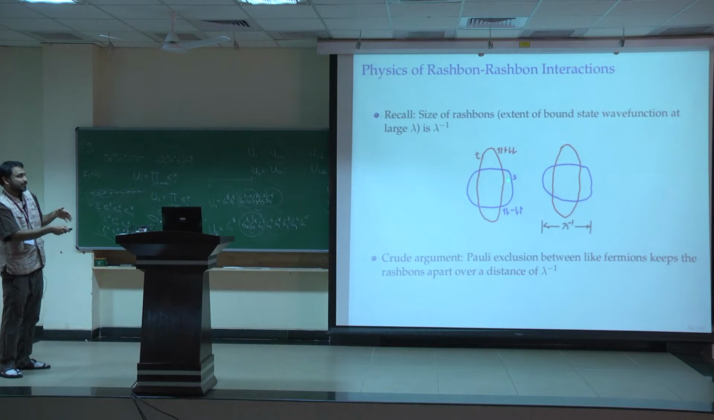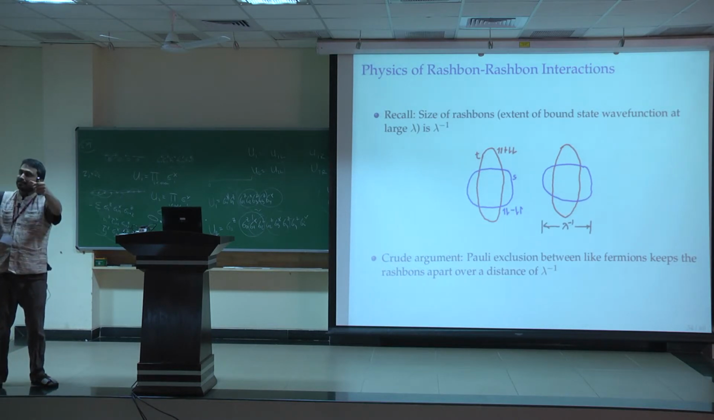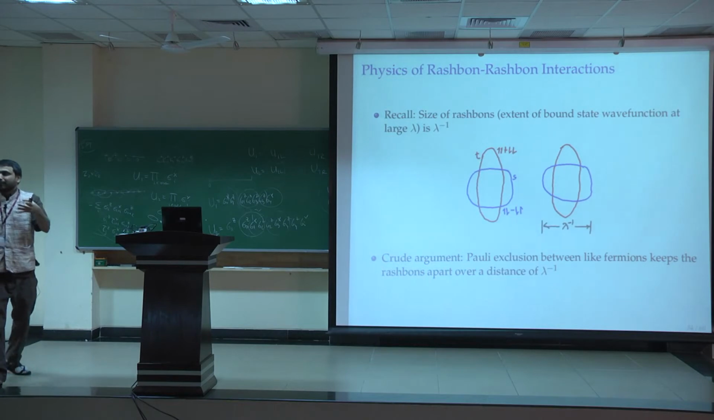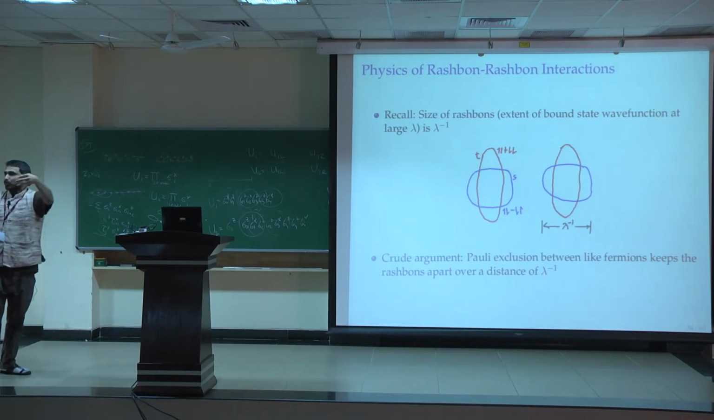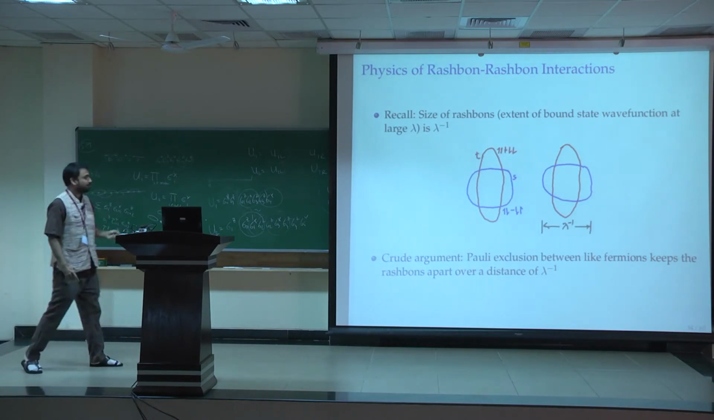Okay, so we can understand where this comes from. It comes from the fact that the interaction between the Rashbons is actually determined by something like the Pauli exclusion principle, sort of keeping the bosons away because they are made of fermions, and the size of the wave function goes as lambda inverse. So that's why these Rashbons stay away from each other over a scale of lambda inverse. So that's the idea.